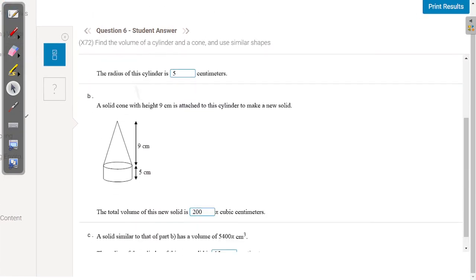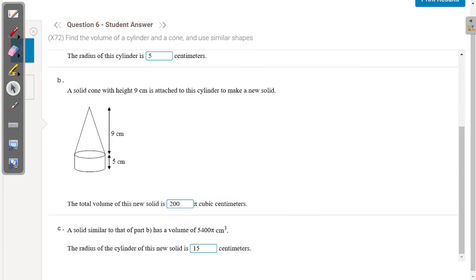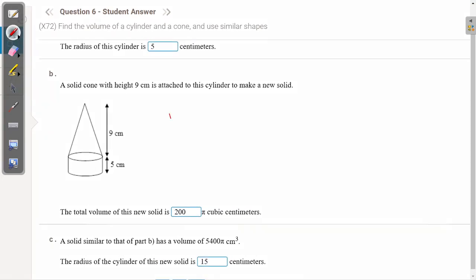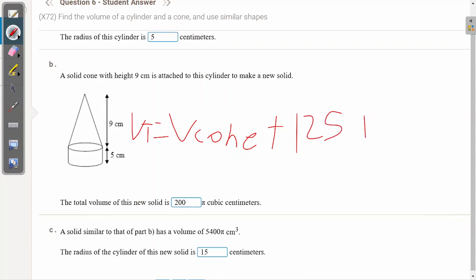A solid cone with height 9 centimeters is attached to the cylinder to make a new solid. The total volume of this new solid is what? They said this cylinder, so it's the same one. So the total volume is the volume of the cone plus the volume of the cylinder, and we already have it. It's 125 pi from the first part. So the volume of the cone is what?